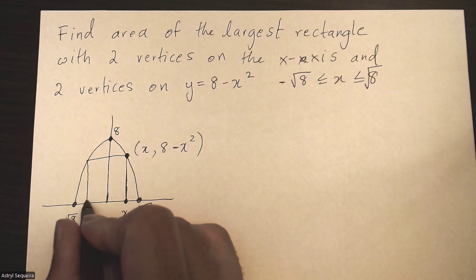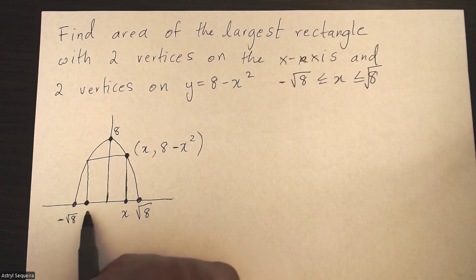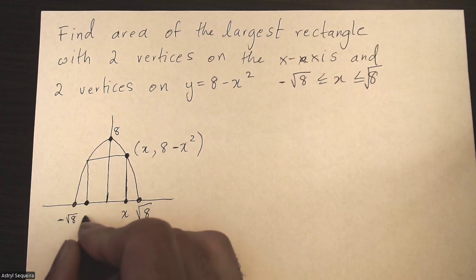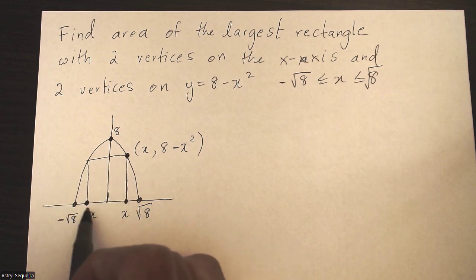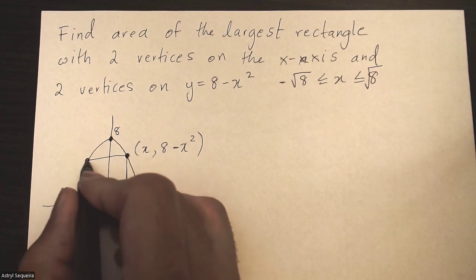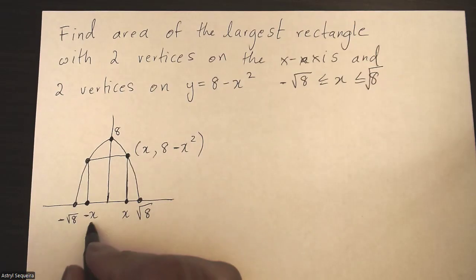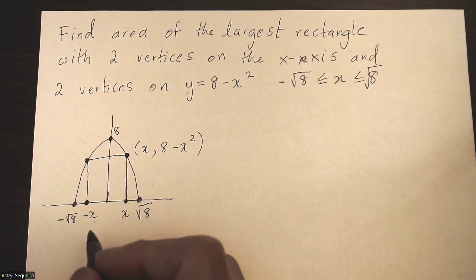For the x value right here, here's the trick to this question. Basically, if this value is x, this value over here is just going to be negative x. Because since this is a rectangle and the bottom here has to be flat, it means the top here has to be flat as well, which means these 2 points have to have the exact same x value. One is just positive and one is just negative.